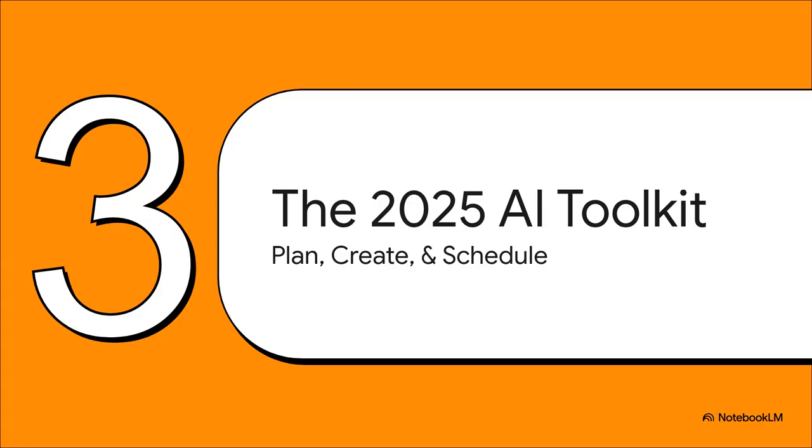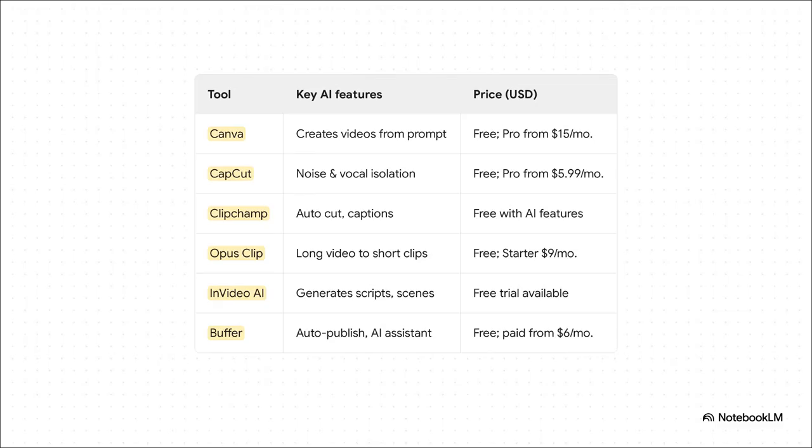All right, let's get practical. We're going to walk through the absolute best AI tools for 2025, and these cover every single stage of the process, from the initial planning and creating all the way to scheduling your reels. So here's a quick look at the lineup. We've got tools like Canva for turning a simple prompt into a video, CapCut for some amazing audio magic, and Opus Clip for repurposing your long-form content. And you'll notice, a lot of these have really generous free plans, so you can jump in and start experimenting without spending a dime.